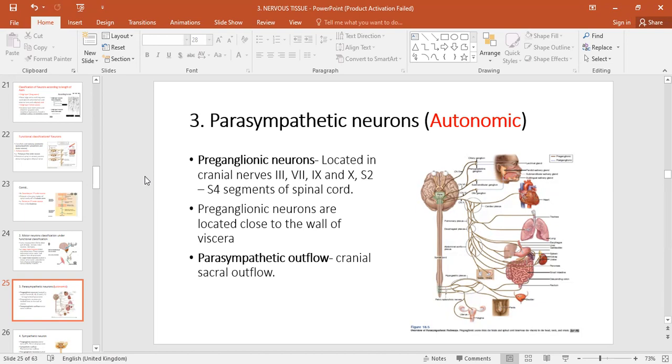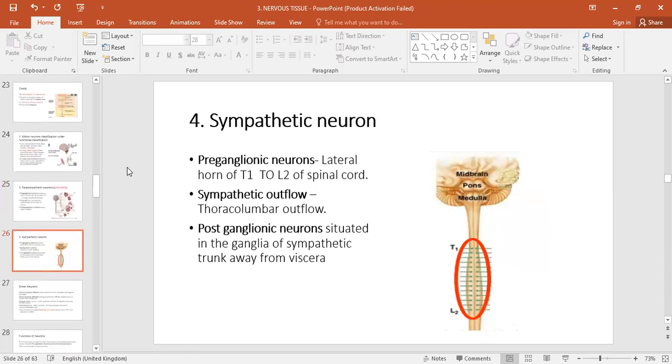But involuntary actions, for example, digestive processes, pupil reaction to light, coughing reflexes, all those are automatic. Heart rate, breathing rate, blood pressure, they are under subconscious control. So the nerves involved are autonomic. Now, under autonomic, we have two types. That is parasympathetic neurons and sympathetic neurons.